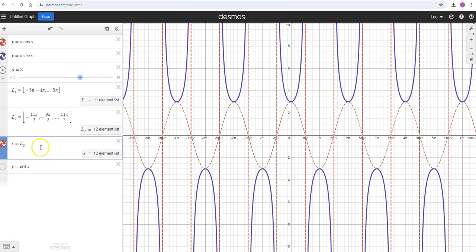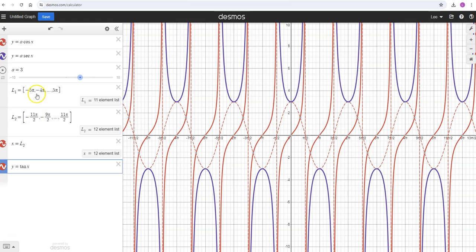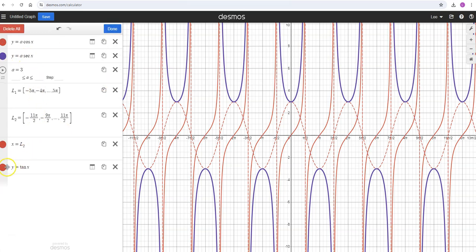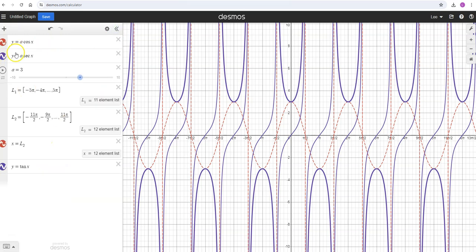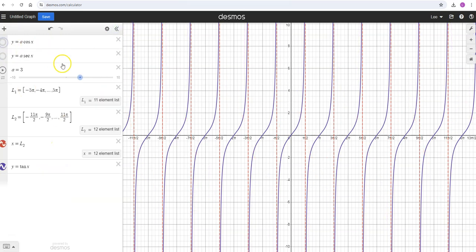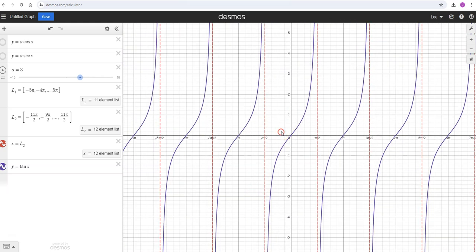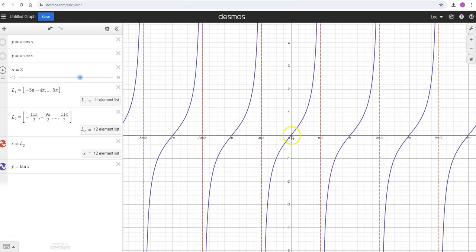The last thing that we'll do here is I'll just graph a tangent curve real quick, just so you can see what that looks like. I'll change that color as well. And let's go ahead and hide my secant and my cosine curve. So this is what tangent looks like. It has that 0, 0 and goes toward those odd multiples of pi over 2. And it is always increasing. No matter where you're at, it's heading uphill. So that is our tangent curve.